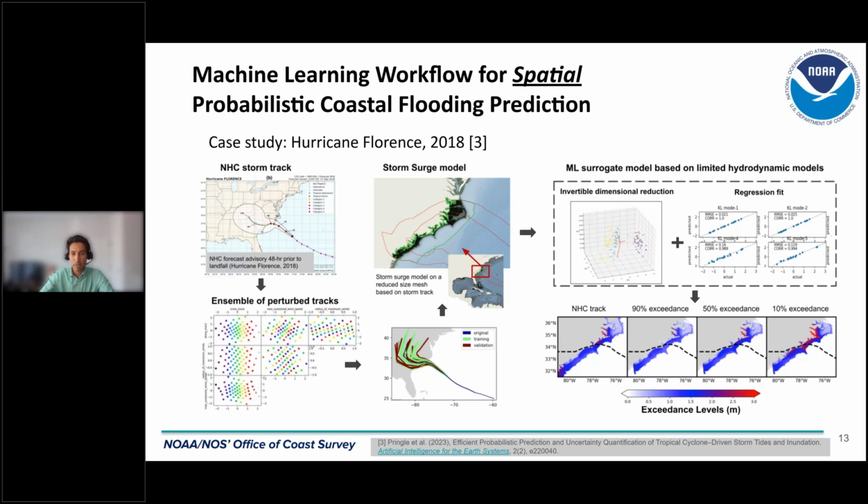The corresponding water elevation simulations within the area of interest in the vicinity of a storm landfall, which is a high resolution mesh, were then used to develop the KLPC surrogate model, which is shown in the box on the right.